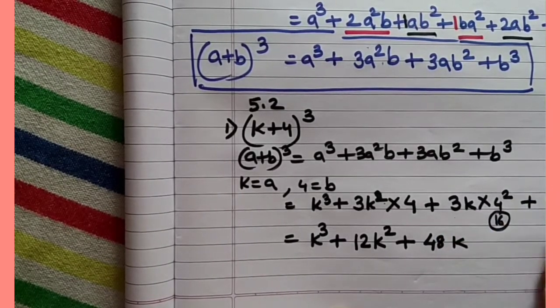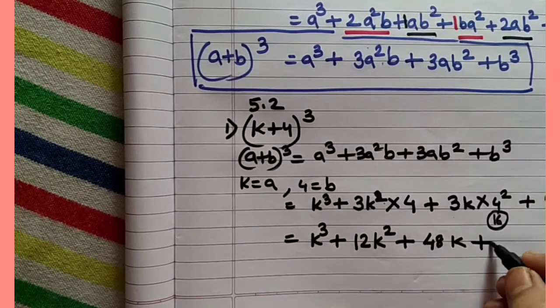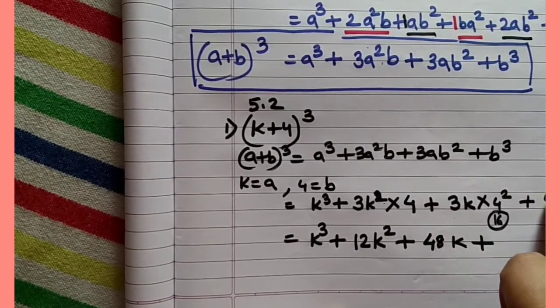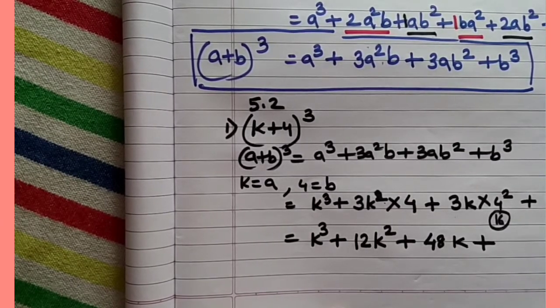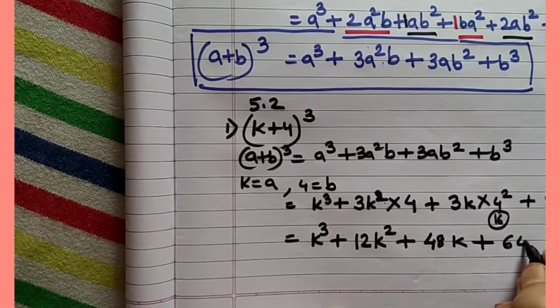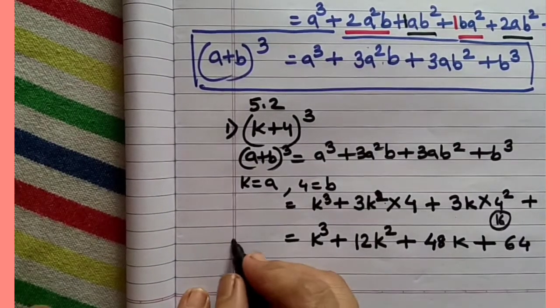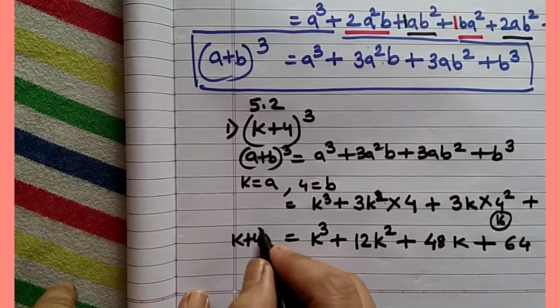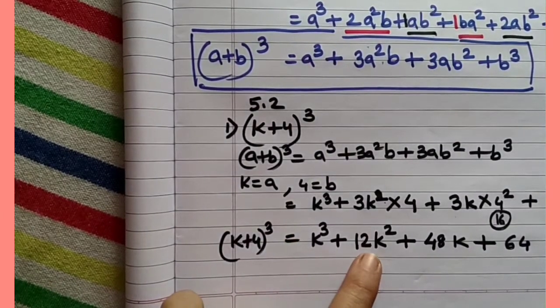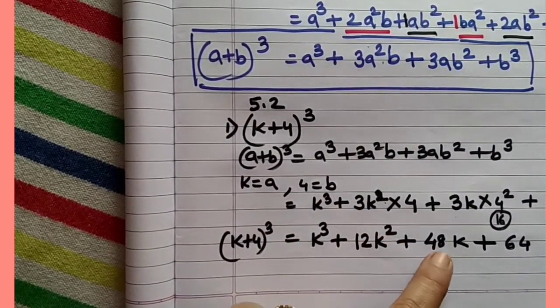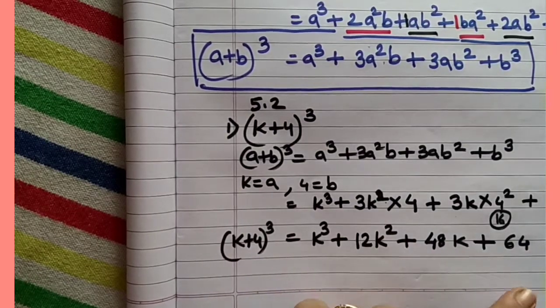Okay. Now this is k cube. Sorry, 4 cube. What is 4 cube? 4 into 4 into 4. 4 into 4 is 16, and 16 into 4 will be 64. So the answer for k plus 4 whole cube is k cube plus 12k square plus 48k plus 64.